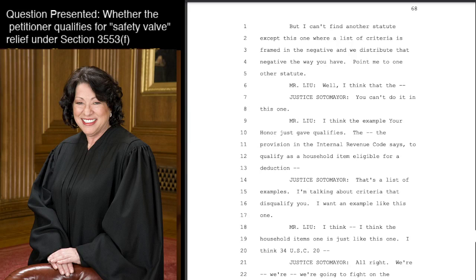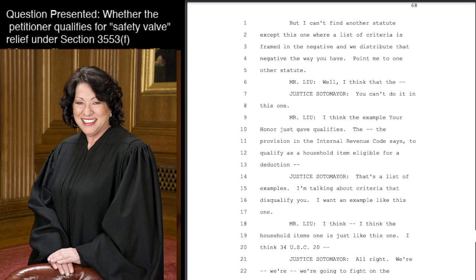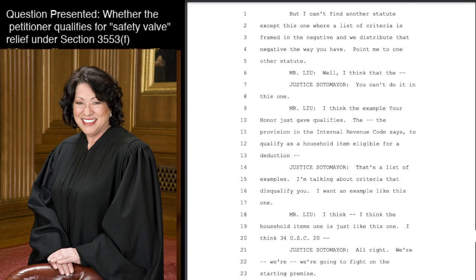But I can't find another statute except this one where a list of criteria is framed in the negative and we distribute that negative the way you have. Point me to one other statute. Well, I think you can't do it in this one. I think the example Your Honor just gave qualifies.